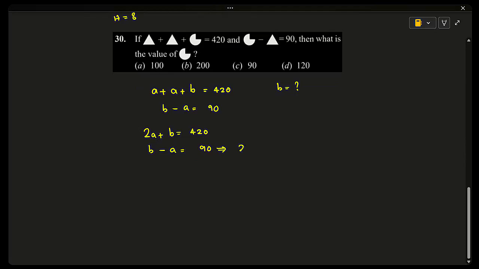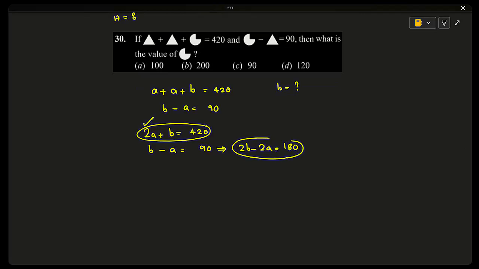So I'll be getting 2B minus 2A is equal to 180. What I did was multiply both sides by 2. Why did I do that? You see these two equations: here 2 is the coefficient of A, and minus 2 is the coefficient of A. So if you add them, 2A minus 2A gets cancelled and only B will remain. So we can find the value of B.